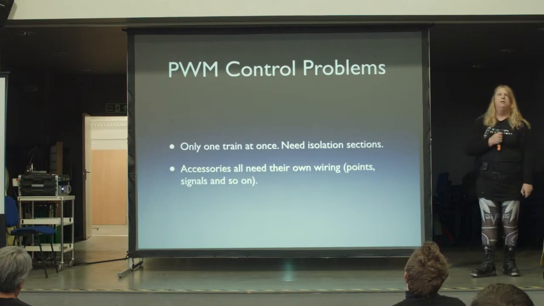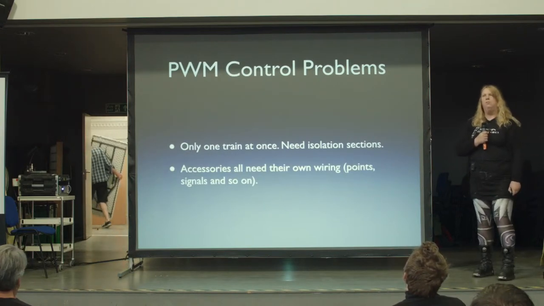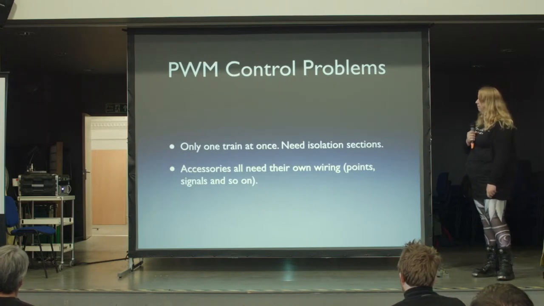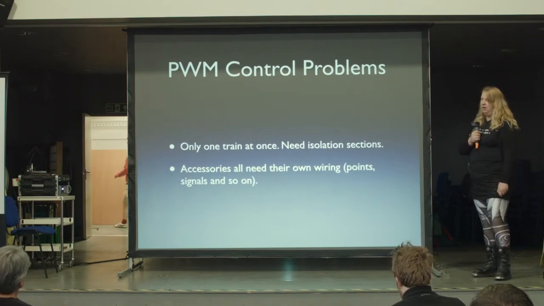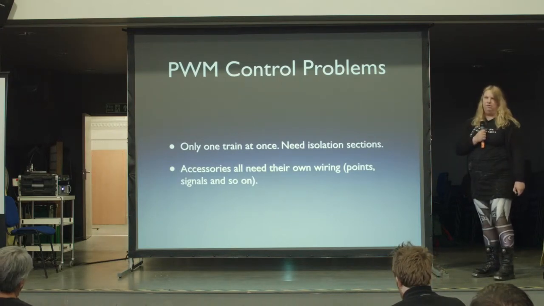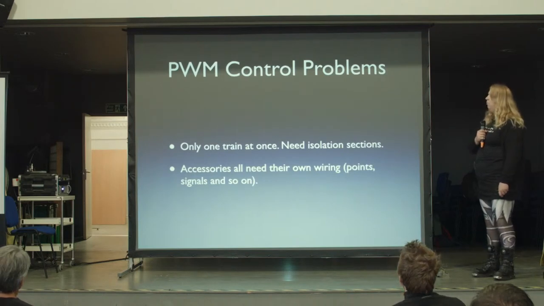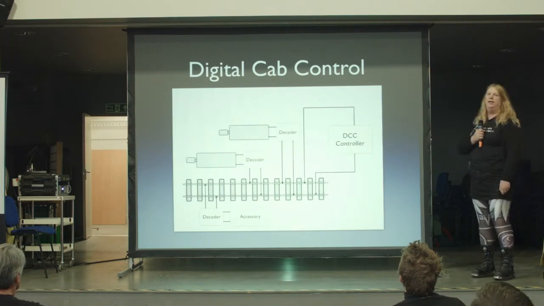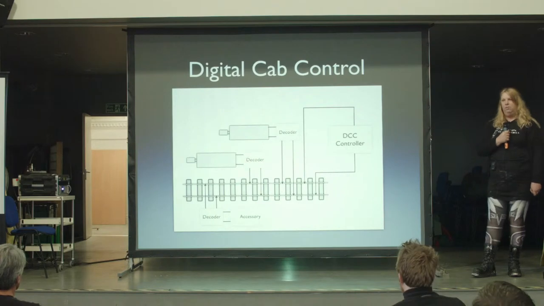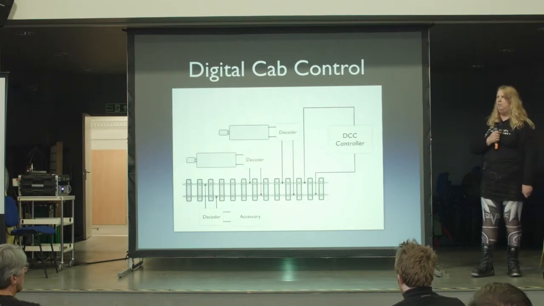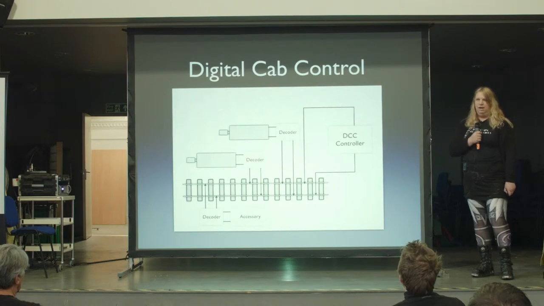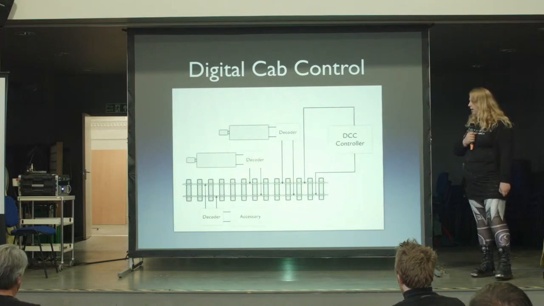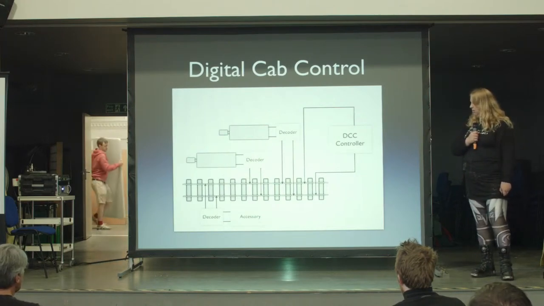So, about 30 years ago, when technology started becoming attainable to the common person, various people came up with ways of using a digital control system. One has come out as a standard. It's called digital cab control, and it is a standard. You can go on to the NMRA, which is, again, American, being national, but it's actually a standard across the world. And there are whole documents that describe this.